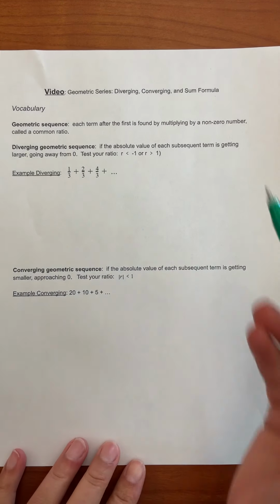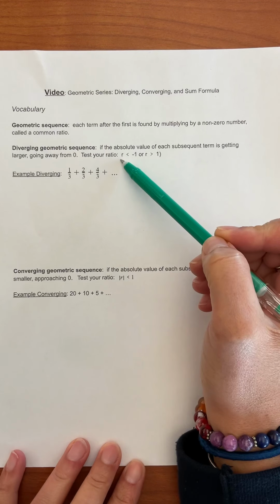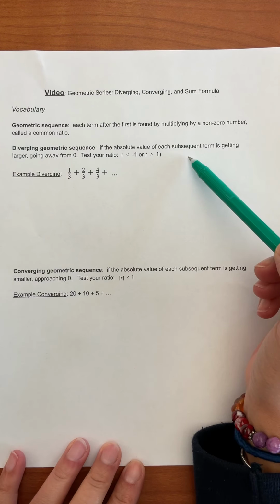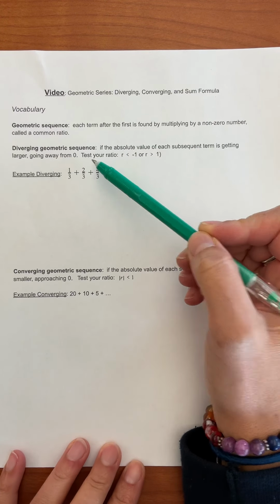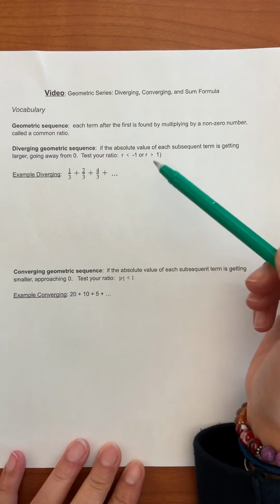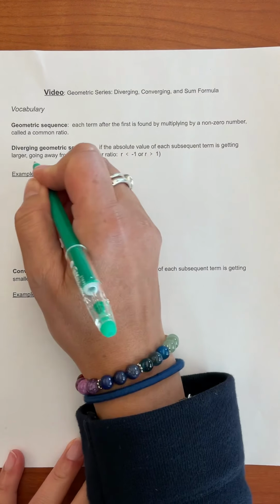Then we have diverging. A diverging geometric series is one where the absolute value of each subsequent term is getting larger, meaning going away from zero. So if you look at the pattern and it looks like it's increasing, then that's going away from zero, and that's what diverging means. So going away from zero is diverging.